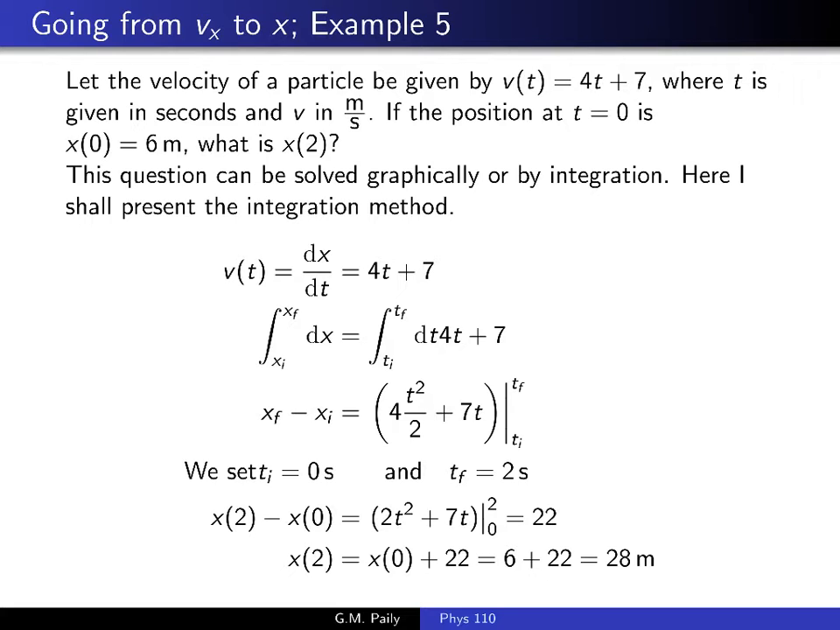This question can be solved either graphically or by integration. If you want to solve it graphically, draw a v versus t graph using the equation 4t plus 7, and then find the area under the curve between t equals 0 and t equals 2. This area can be split into a triangle and a rectangle, and so it's not too hard to find. Once you have found that area under the curve, that is the displacement.